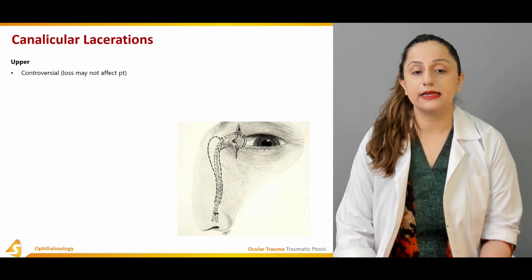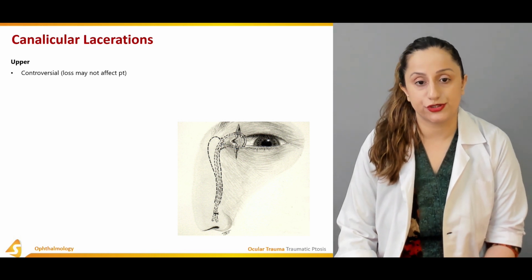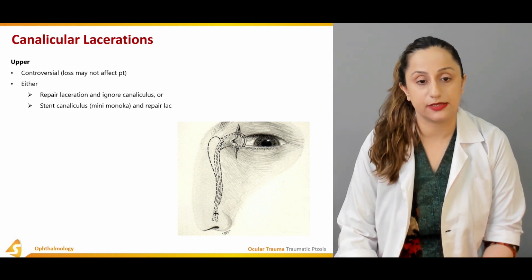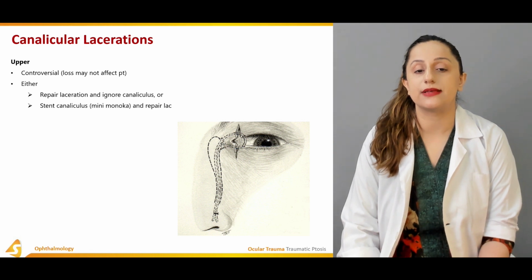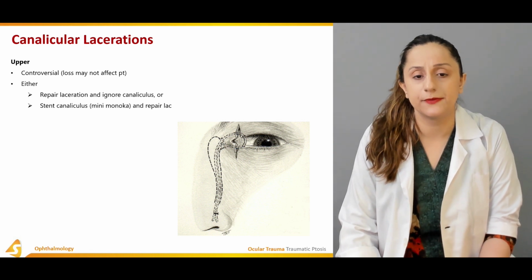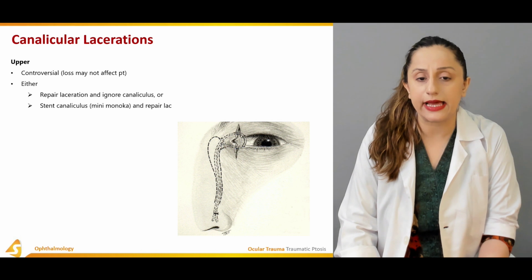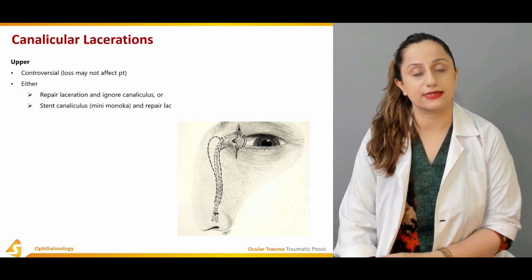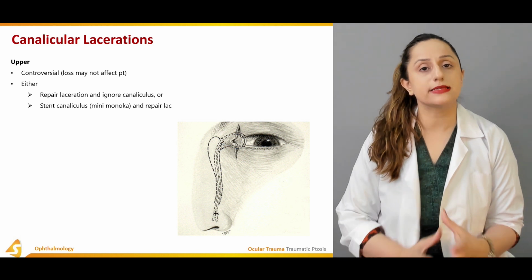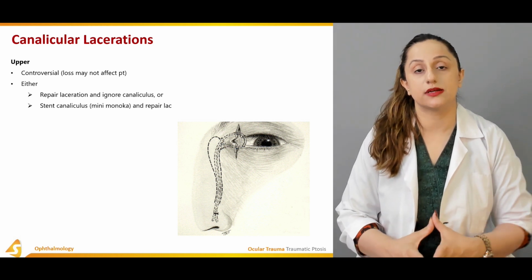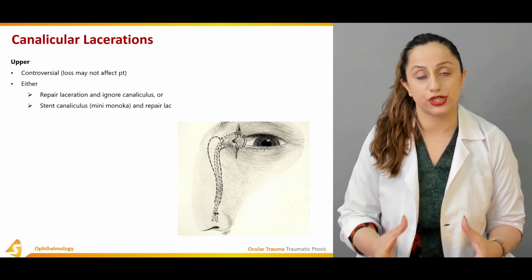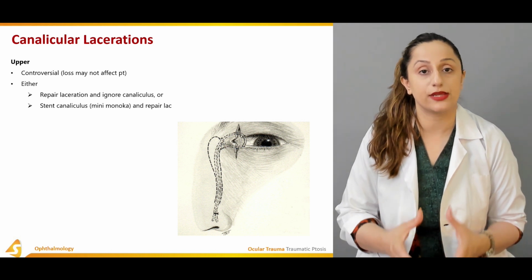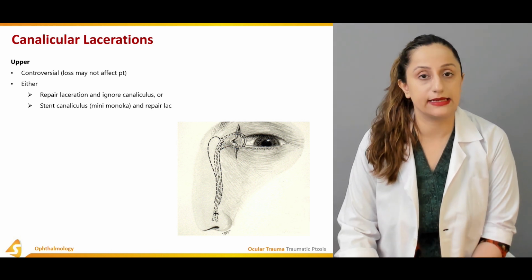The upper canalicular lacerations are quite controversial, and the loss may not affect the patient as well. Options are to either repair the lacerations, ignore the canalicular lacerations, or stent the canaliculus, monocanalicular, or repair the lacerations. So these are some of the variants of the surgical procedures that are devised whenever you have these upper canalicular lacerations.